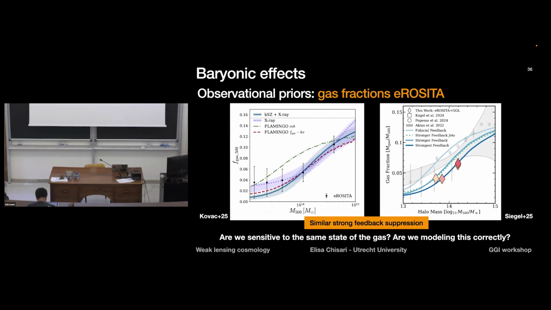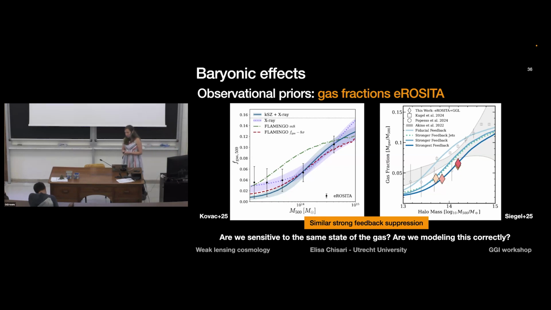Okay, similar results now using the eROSITA gas fractions. So this is from Michael Kovac, and this is again from Jared Siegel, looking at if you use gas fractions from eROSITA, how do they compare to the stuff that has been used to calibrate the hydrosims? And it looks like the new gas fractions from eROSITA are also lower. All right, so that means, again, stronger feedback than we've been using in the hydrosims. What is going on?